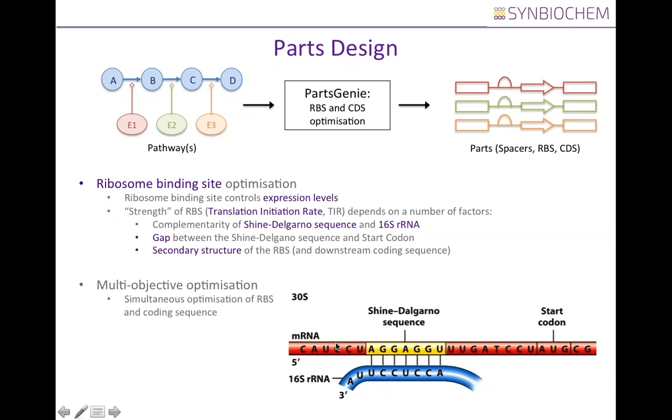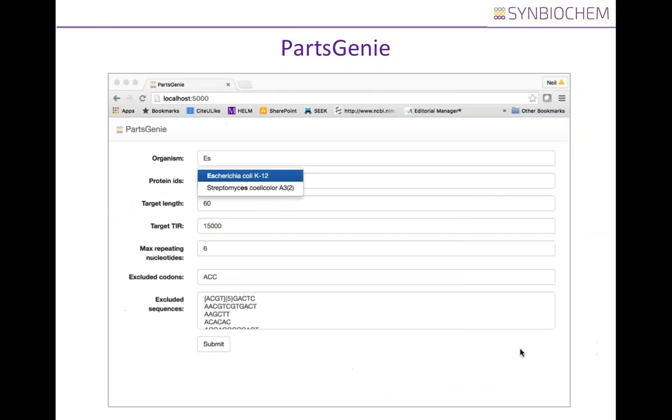This particular segment of DNA can form secondary structure upon itself, and in many cases we want to minimize that secondary structure to ensure that we get good expression of our enzymes. So we've put together a piece of software that takes each of these factors into account and performs a multi-objective optimization, so we can simultaneously optimize both the RBS and the coding sequence. That's a piece of software that we're putting together at the moment, called Parts Genie.